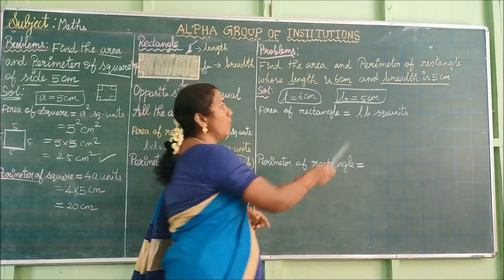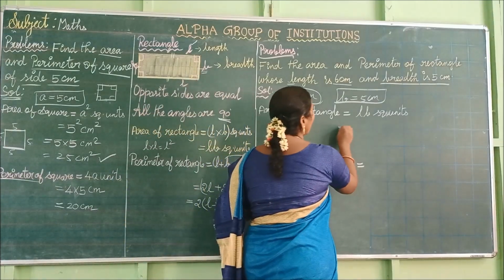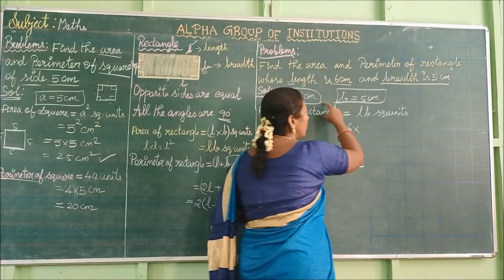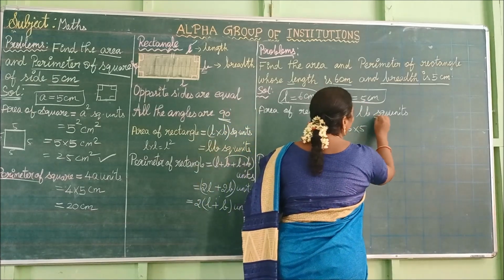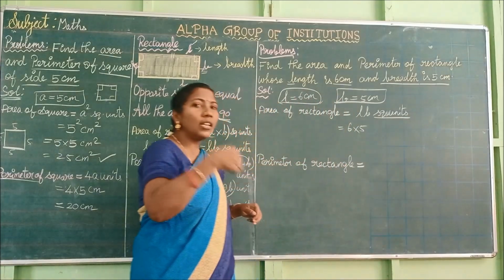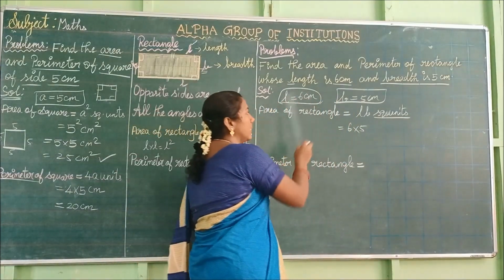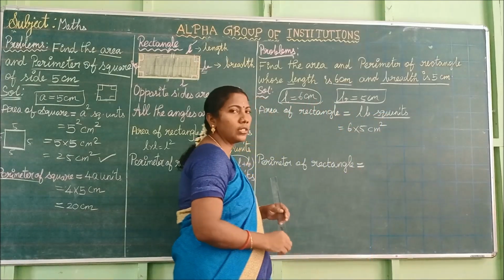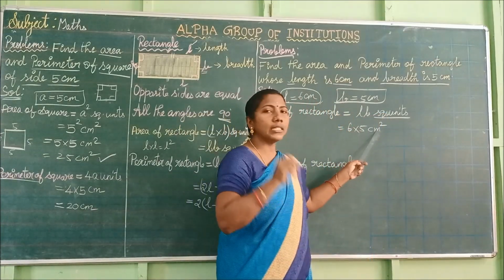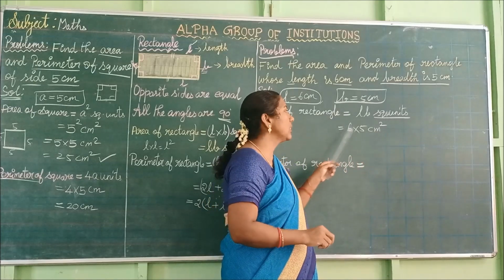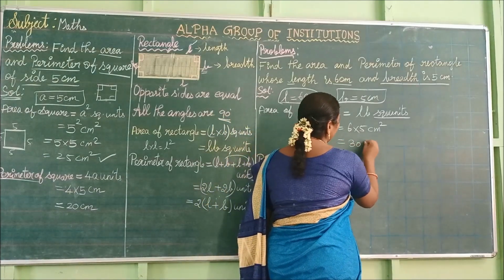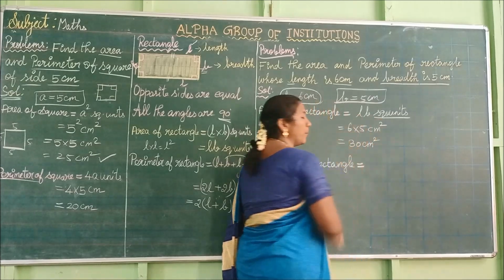Okay. What is the value of L here? 6. So 6 into, what is the operation between L and B? Multiplication. So 6 into 5. Here you have to write the square units. What is the unit given here? Centimeter. So centimeter square. Do you understand? So how can you read this? Centimeter square. So 6 into 5, 30. So area of the given rectangle is 30 centimeters square.